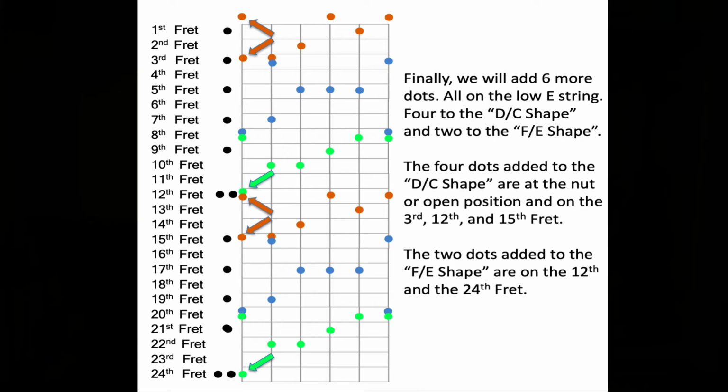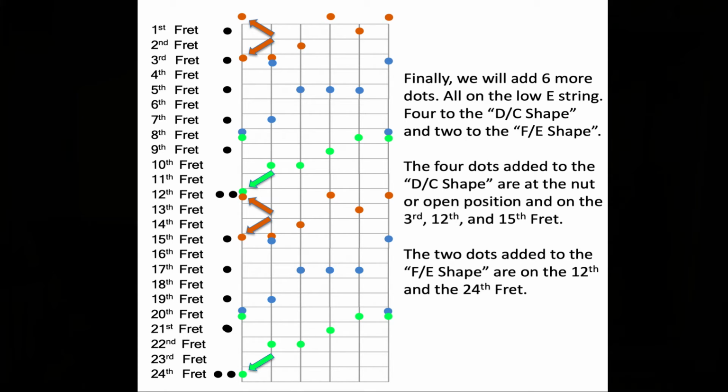And then we've also done that on the 15th fret because we're just adding the octave from the 3rd fret. Lastly, we're doing that on the 24th fret. So we've got these colors. We've got an orange for the DC shape. We've got kind of a blue for the AG shape. And we've got a green for the FE shape.